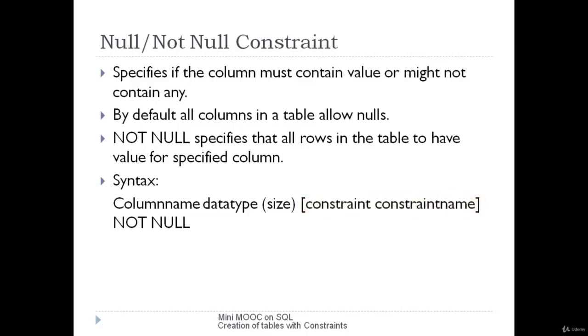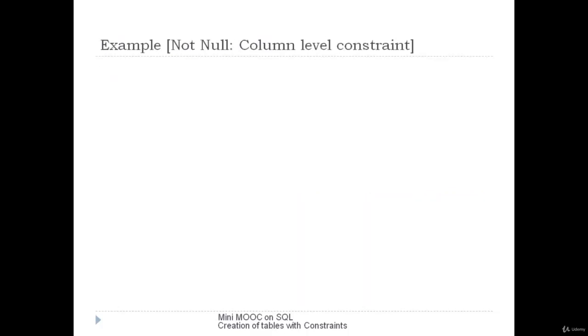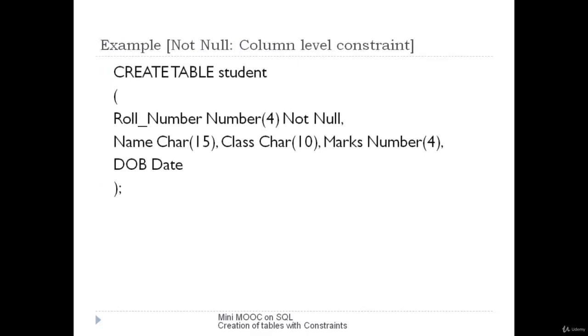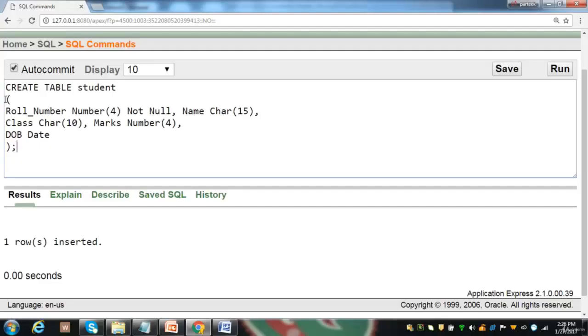Let us apply this constraint on student table. Here, roll number is not null. It means null is not allowed in this column and it is a compulsory column. Let us move to SQL interface to demonstrate this concept. Let us create student table with not null constraint.